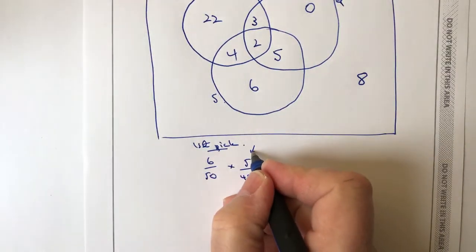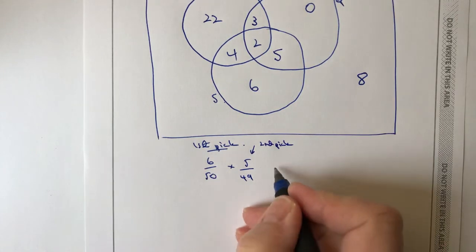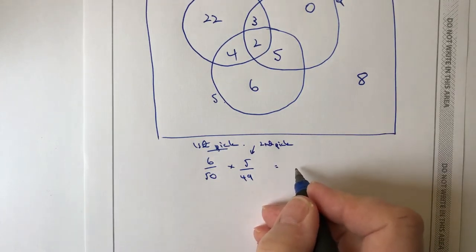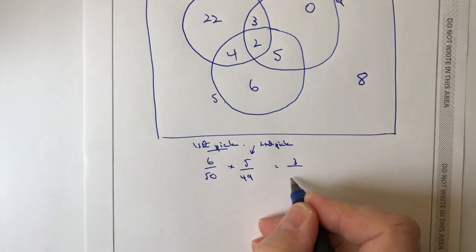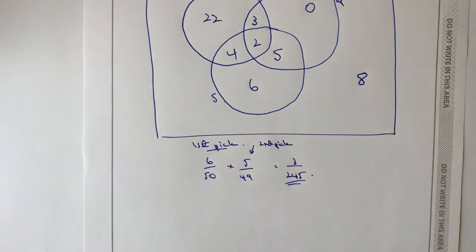So this is the second pick. Okay, and if we just multiply those through, bear in mind it's a calculator paper, so it's going to reduce it, so we get 3 out of 245, and actually that's the answer to this particular question.